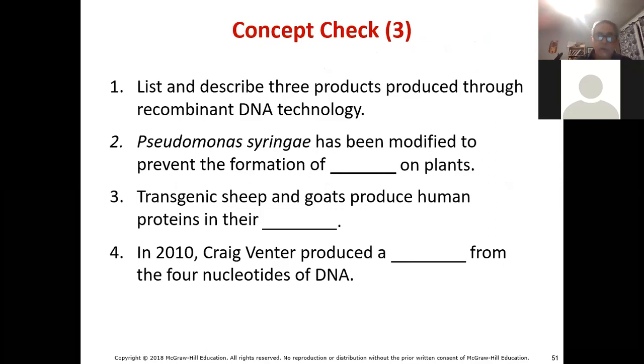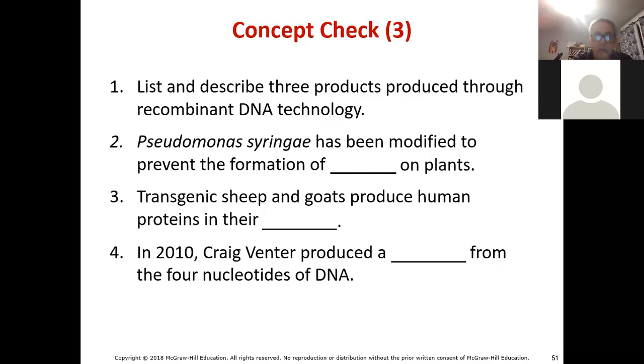So, list 3 products produced through recombinant DNA technology. We mentioned a whole bunch of those: the alpha interferon, and in general a lot of other cytokines and interferons, tumor necrosis factor.